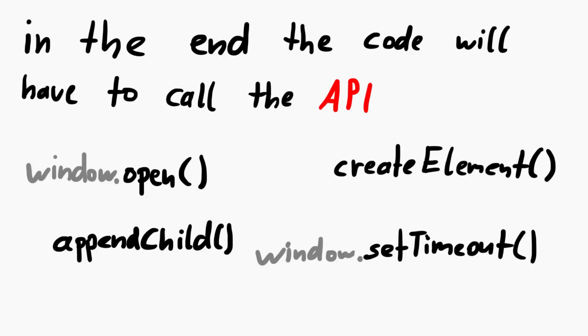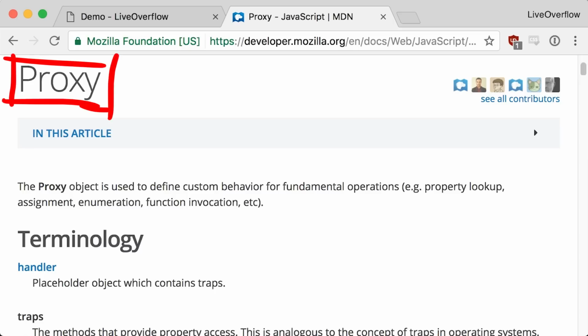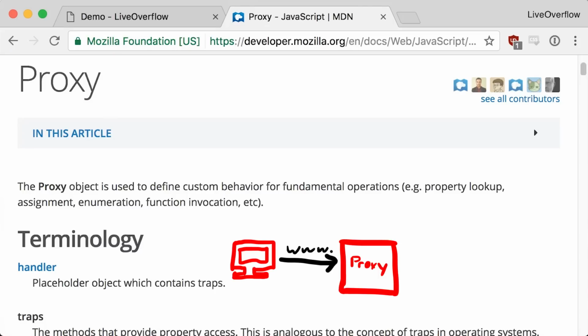But we can't easily search for this in the script, as these calls are heavily obfuscated. But we can try to hook or proxy or intercept those calls. This way we can learn more about what's happening. I'm using a proxy object for this. It's like a web proxy that sits between you and your destination.